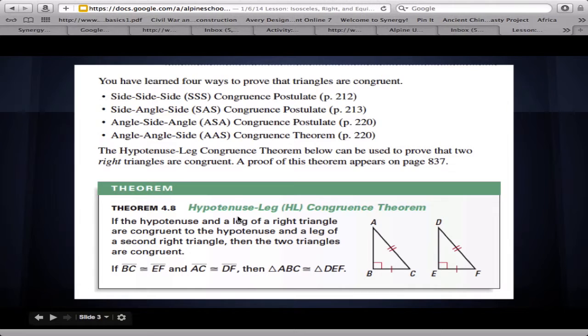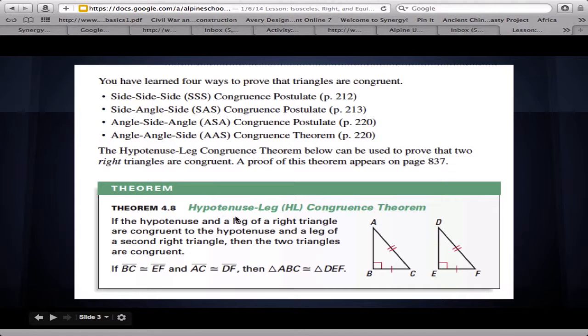There are some different ways that we've learned to prove that triangles are congruent to one another. One is side-side-side congruence. The other one is side-angle-side. The other one is angle-side-angle. And the last one is angle-angle-side. The hypotenuse-leg congruence theorem below can be used to prove that two right triangles are congruent.